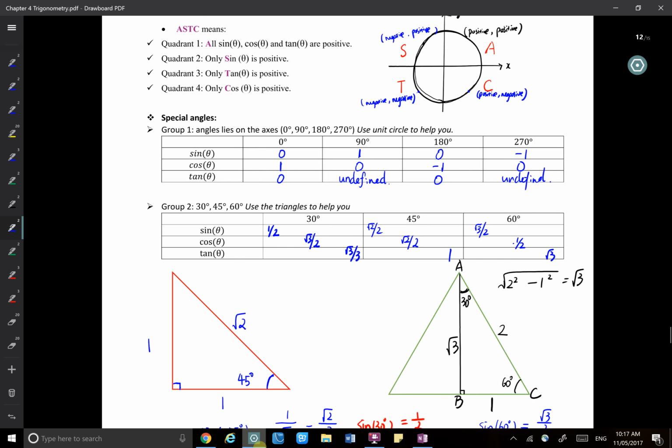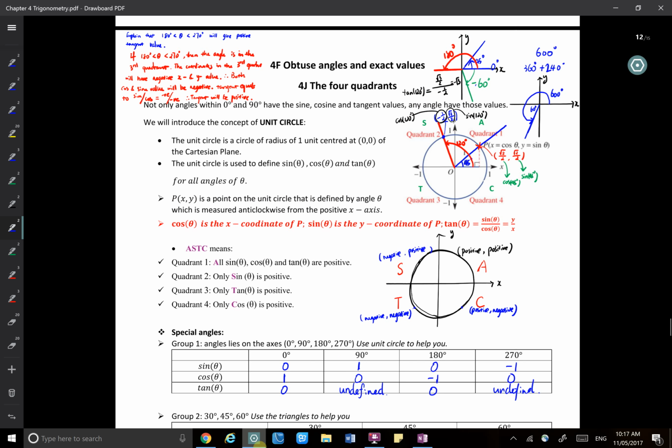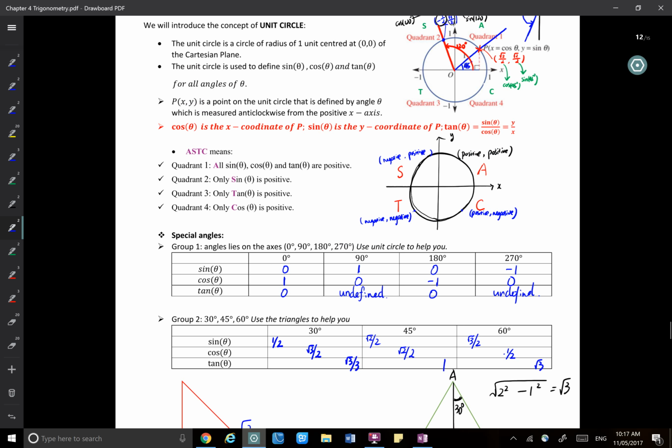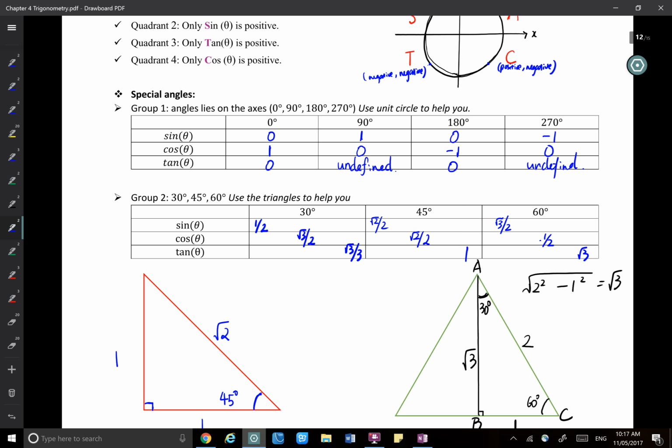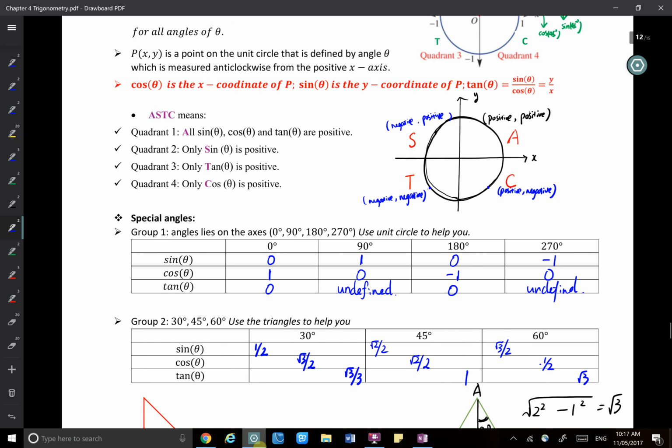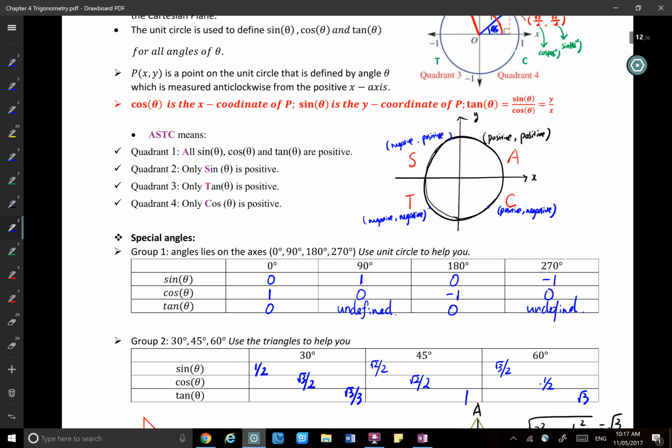Okay, so that's everything we learned today. We introduced what a unit circle is and how to define sine and cosine values by using the unit circle. And then we worked out 2 groups of special angles. Okay, that's the first page. It's all the basics.